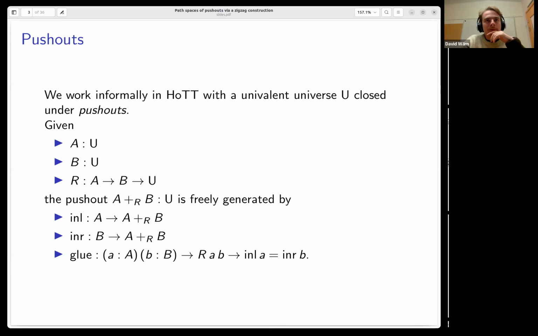Just to fix some notation, when I talk about pushouts, I'm going to talk about a type family A, a type family B, and a relation R indexed by A and B. And then the pushout is the type freely generated by a map from A, which I call the left inclusion, a map from B, which I call the right inclusion, and this path constructor glue, which says that any two elements of A and B that are related by this relation are equal in the pushout.